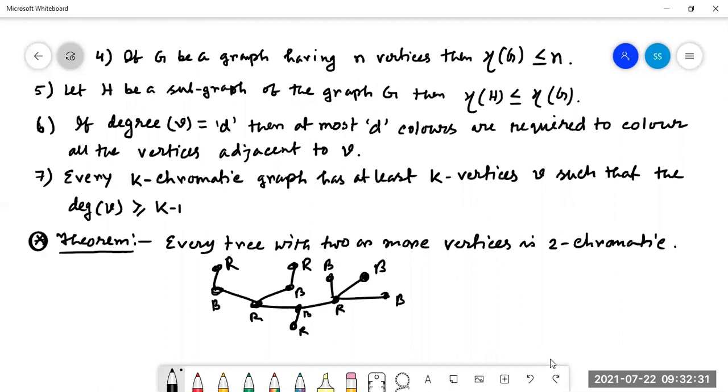This is the tree. Tree means a connected graph taking all the vertices with minimum connection. Minimally connected graph is called the tree. Here the graph is minimally connected. If we remove one edge, then the graph becomes a disconnected graph. Isn't it? Minimally connected graph is called the tree. Is it understood? Every tree with two or more vertices is two chromatic.